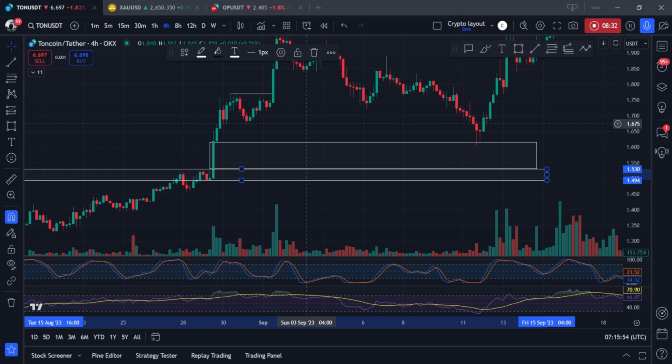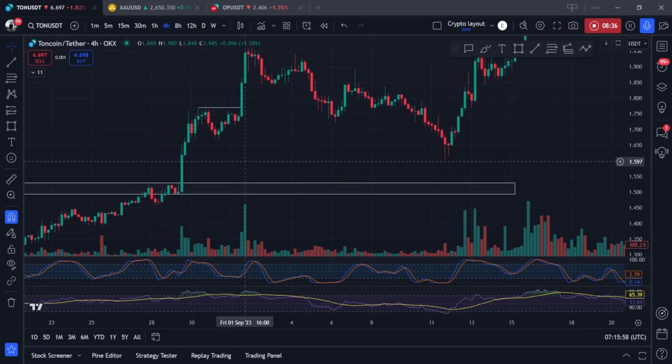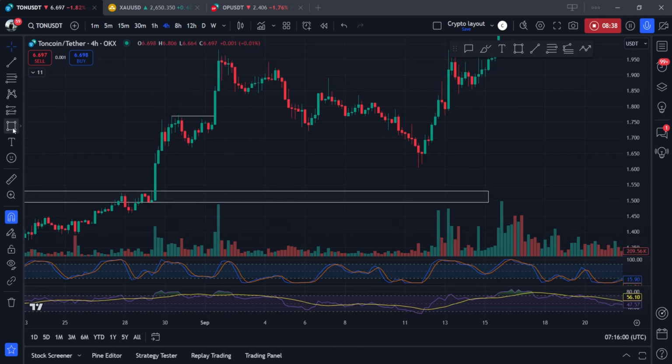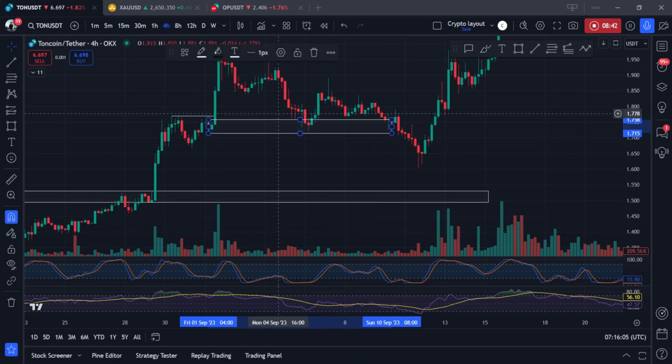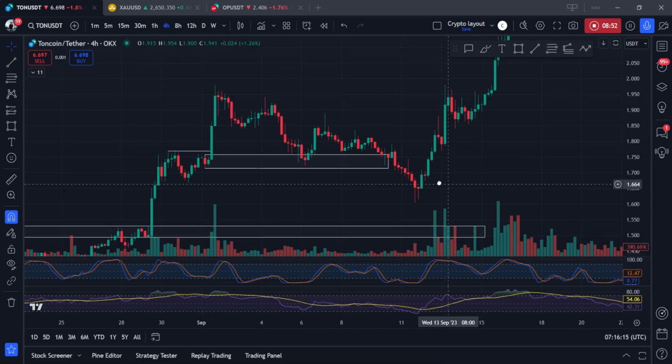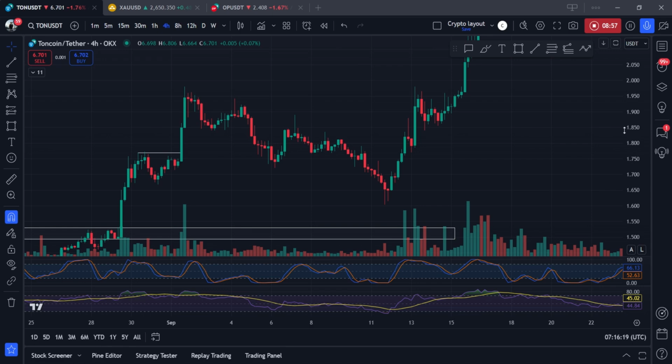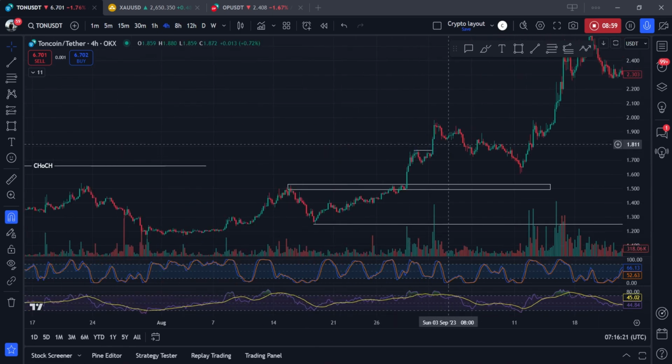Okay, so whenever you find these big moves, always mark the area. Again, here's another one. Look what happened here. See, when the price goes to find the area again, it goes up again. But it always depends on whether there are orders or not.